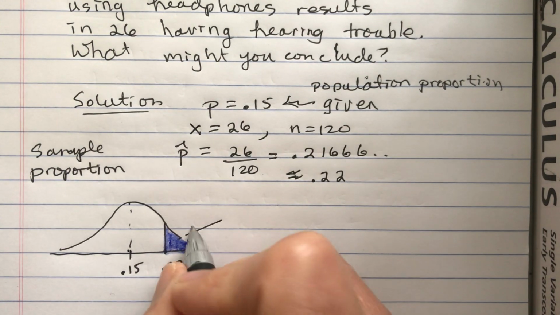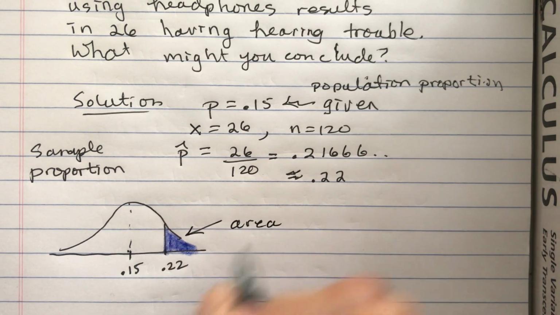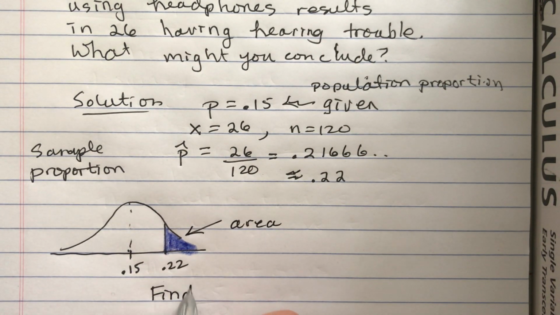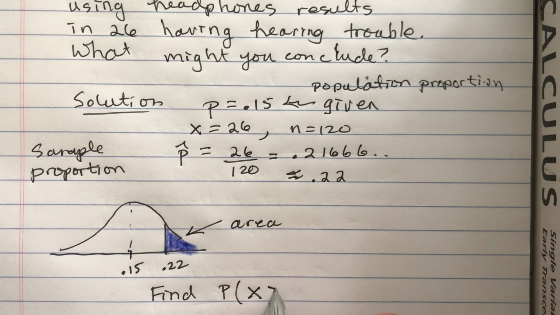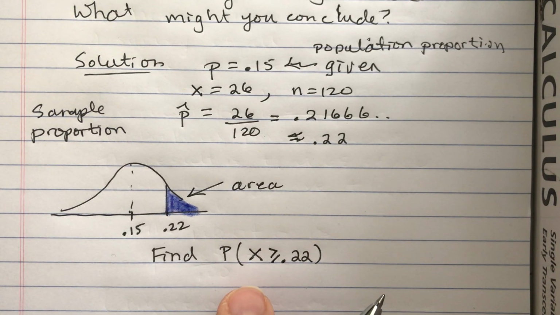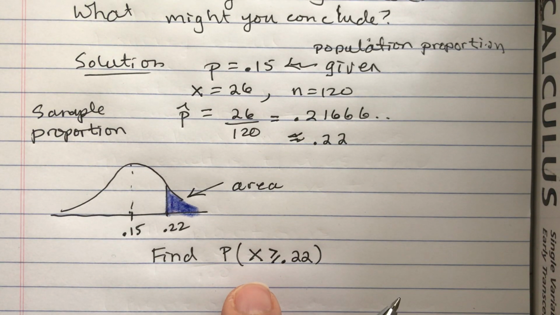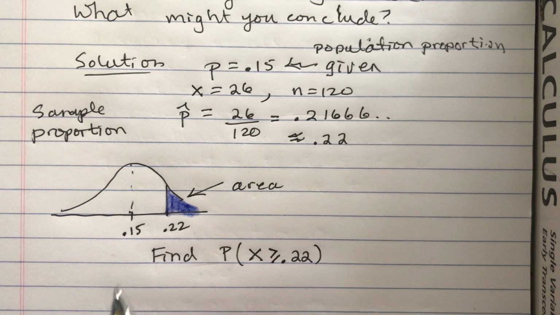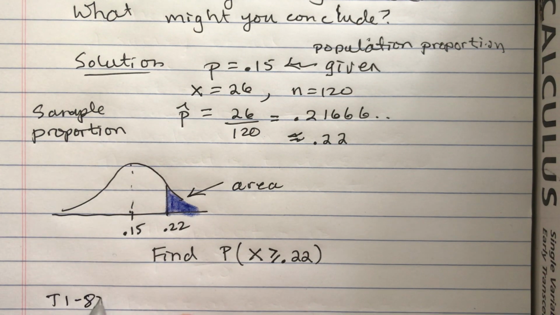So we're going to try to find this area so that we can determine whether it's just a situation of luck that you happen to get people that have hearing loss. And so we're going to say, well, hold on. Let's just see what the probability is that just by luck we get hearing loss. And then we'll make a conclusion. And so I'm going to use the TI-83 again.